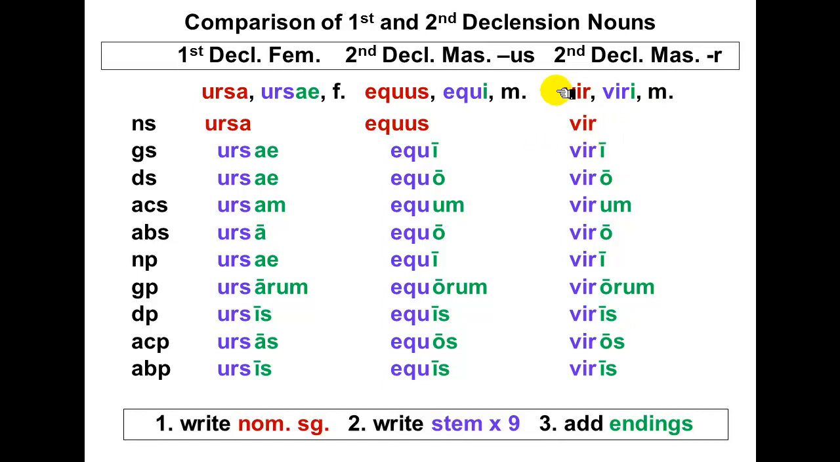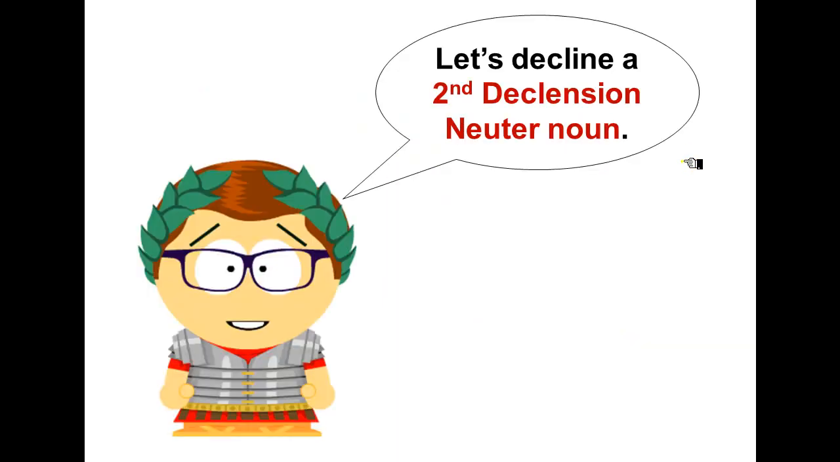Man is the subject, of or for the man, to or for the man, man as the object, by or with the man. Men as the subject, of or for the men, to or for the men, men as the object, by or with the men. First declension feminine, second declension masculine, where the nominative ends in US. Second declension masculine, where the nominative ends in R.